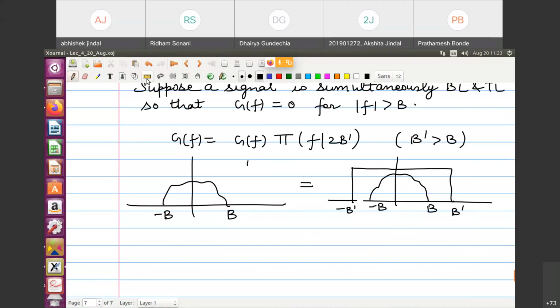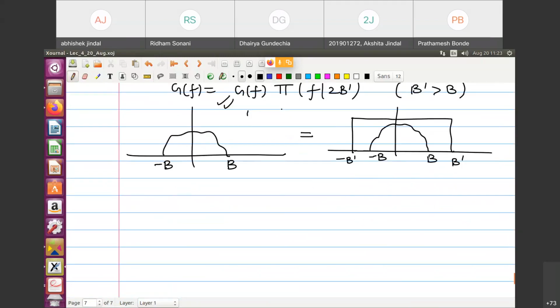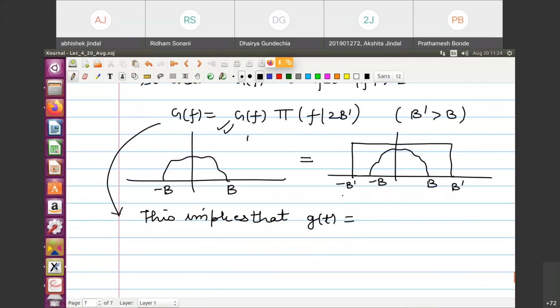Okay, so if at all I can write, that is correct. This is correct because this holds from this property. Now, this implies that g of t is equal to, let us say, if at all this is the case, then g of t can be written as g of t's convolution with the sinc function. Sinc is 2b prime t.